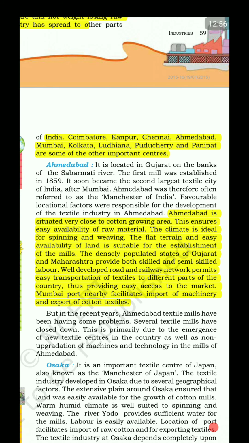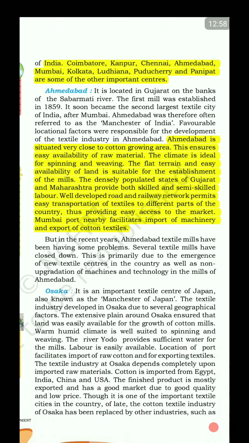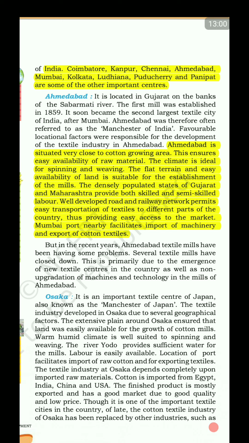Now, there is a case study of Ahmedabad, compared with that of Osaka. Ahmedabad is situated very close to the cotton growing area. It ensures easy availability of raw material. The climate is ideal for spinning and weaving. The flat terrain and easy availability of land are suitable for the establishment of the mills. The densely populated states of Gujarat and Maharashtra provided both skilled and semi-skilled laborers.